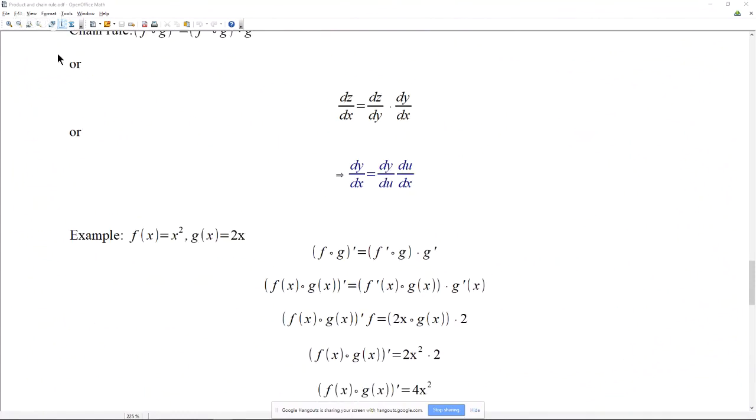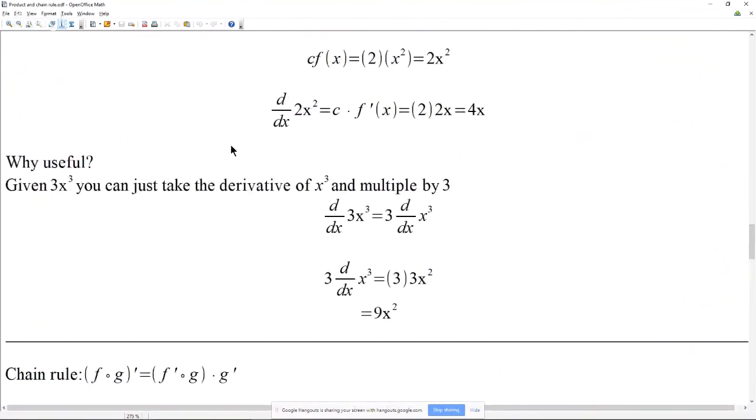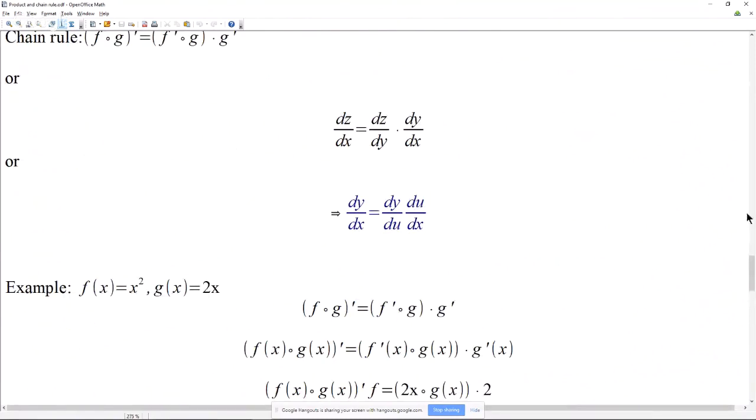This right here, do you see this blue? Let me blow this up even bigger here. This is the best way to learn the chain rule, I think, using Leibniz notation.